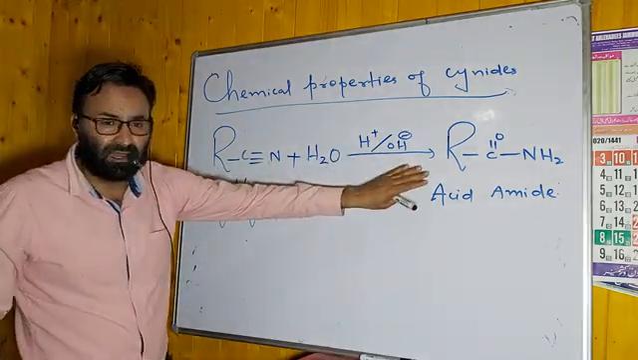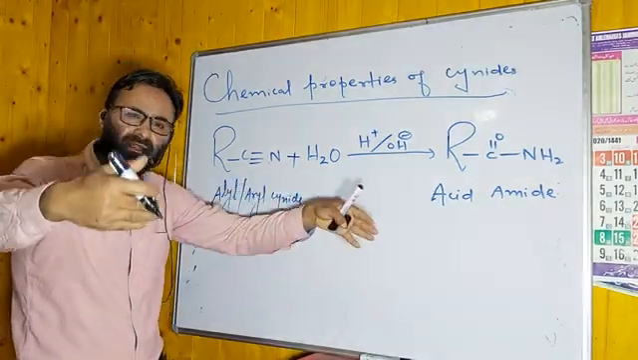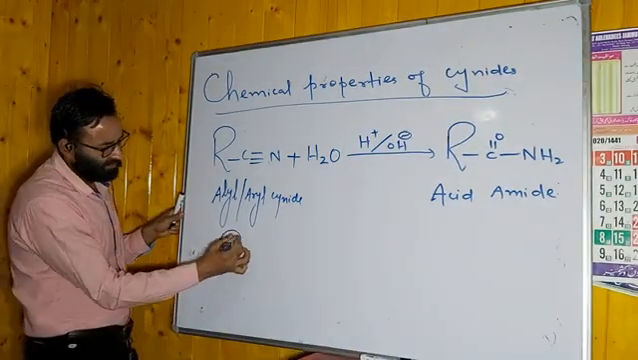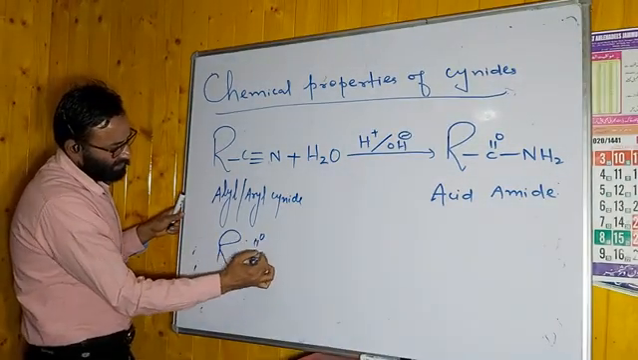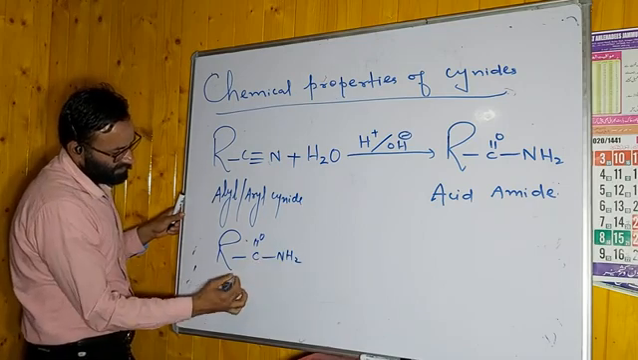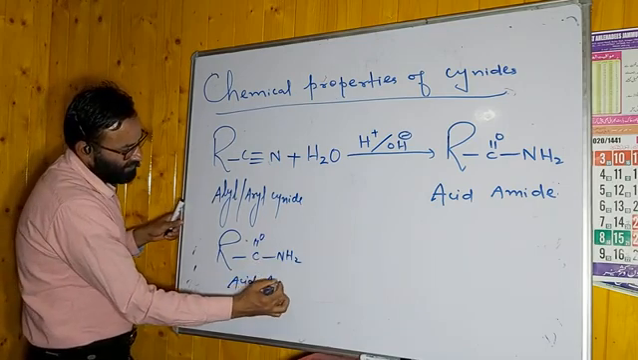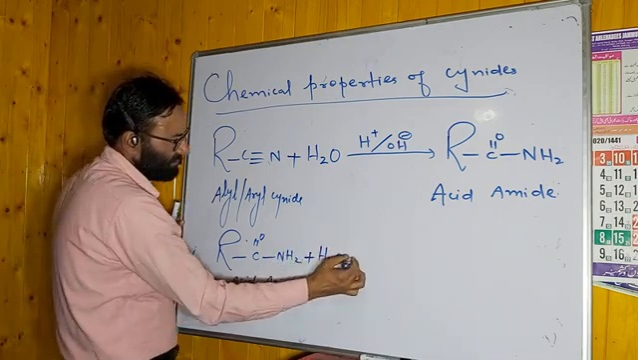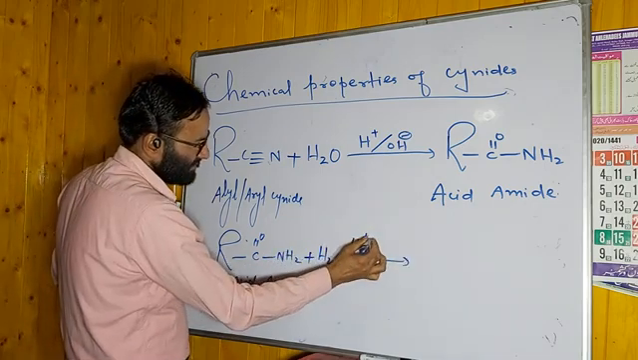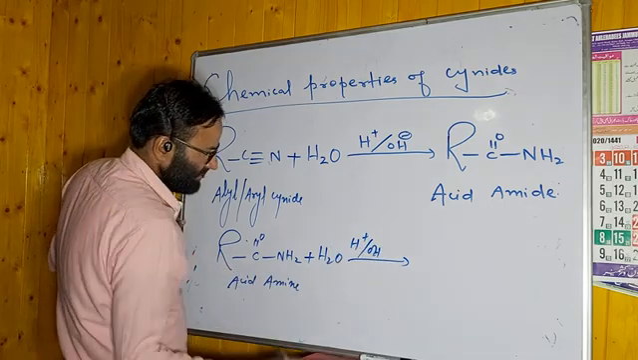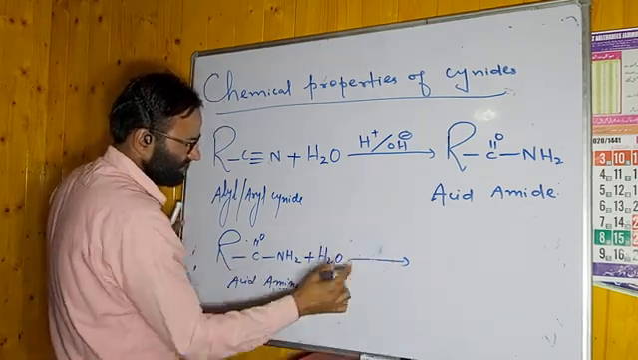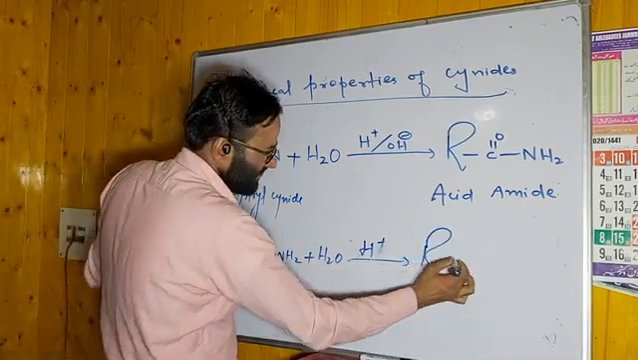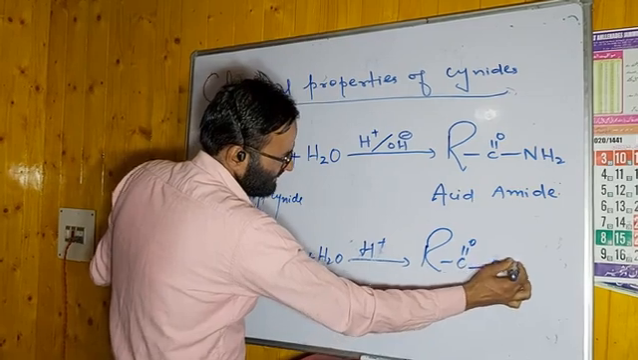If acid amide is subjected to further hydrolysis, that will be the complete hydrolysis. R-C double bond O-NH2. This is acid amide. If you bring it to further hydrolysis, either acidic or basic, you can here use H plus acidic hydrolysis. What will happen? It will be converted into the carboxylic acid.